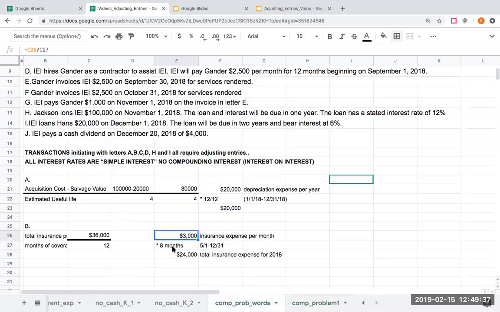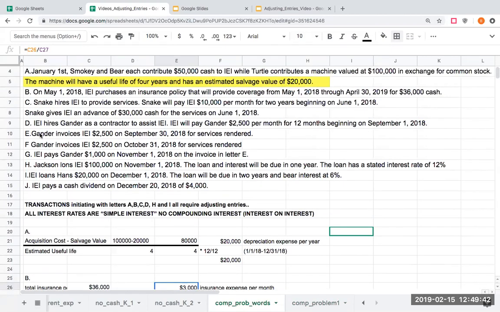Okay, I now go to my next part here, and it says letter C. So let's take a look at letter C. So Snake hires us to provide services. They're going to pay us $10,000 per month for 2 years, beginning on June 1st, and they give us an advance of $30,000 cash. So the way we recorded this transaction is that we debited cash and we credited unearned revenue. But if we notice here, we did not invoice Snake at all during the rest of the year. They hired us, they gave us 30 grand cash, but we didn't do anything else.